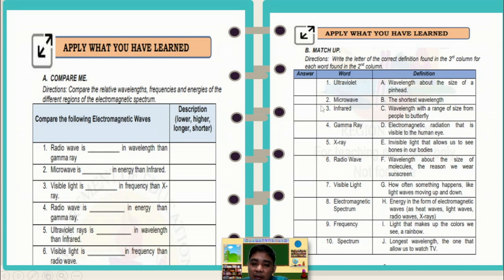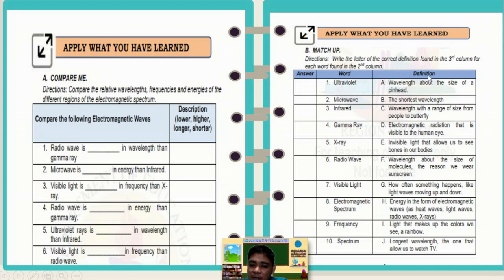We have again 3 columns. In the first column, you are going to put your answers. So you are going to write only the letter. So write the letter of the correct definition found in the third column for each word found in the second column. So in number 1, ultraviolet. Okay, from A to J, which of these describing ultraviolet? So if you choose a letter, put your answers here. And number 2, microwave. Number 3, infrared, gamma ray, X-ray, radio wave, visible light, electromagnetic spectrum, frequency spectrum.